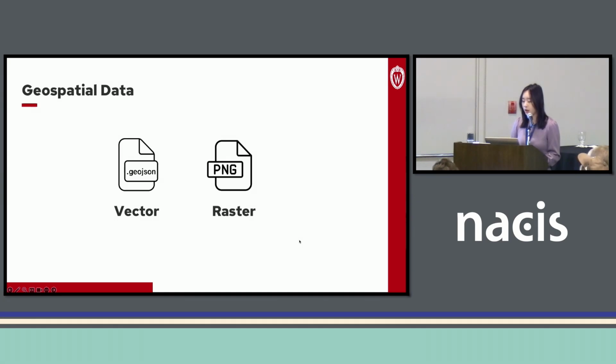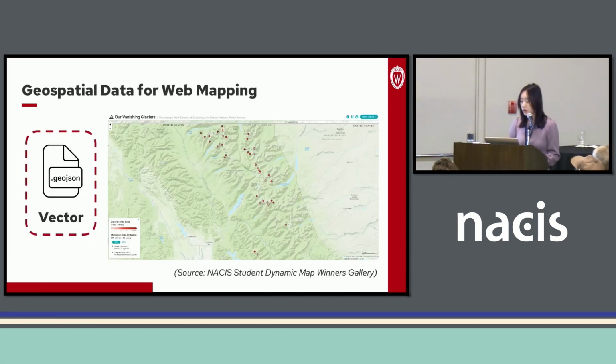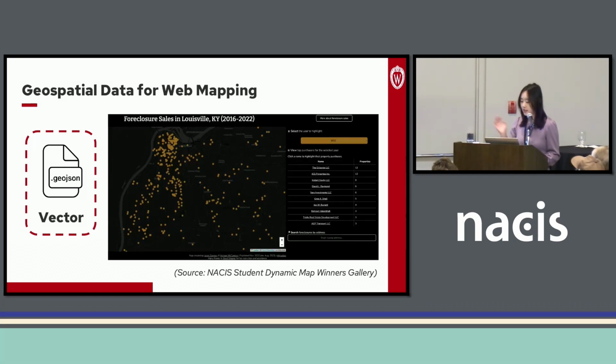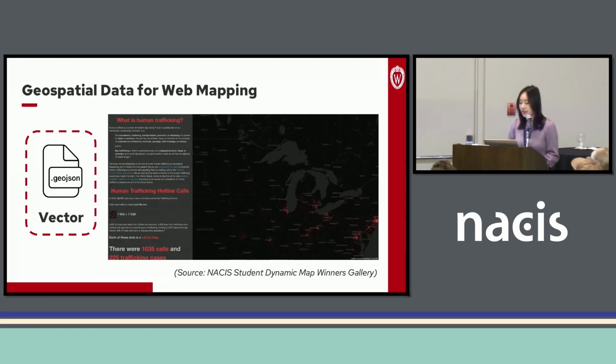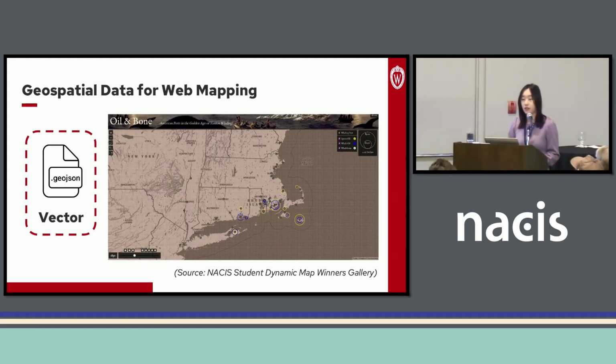When we talk about geospatial data, we generally deal with two main forms, vector and raster, and each of these has its own pros and cons. In web mapping today, most cartographers use vector data to display maps. On the right, you can see some beautiful examples from our NACIS student dynamic map gallery. This winner highlights the aesthetic and functional appeal of vector maps.